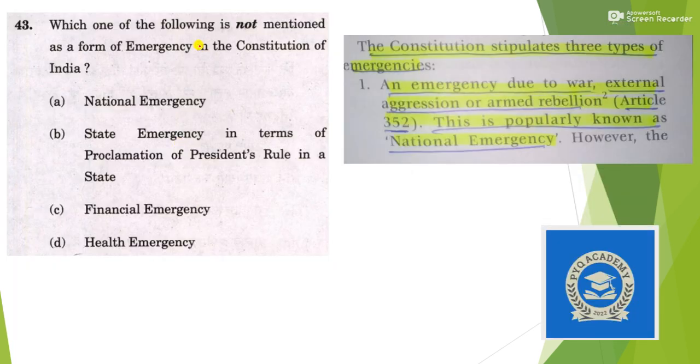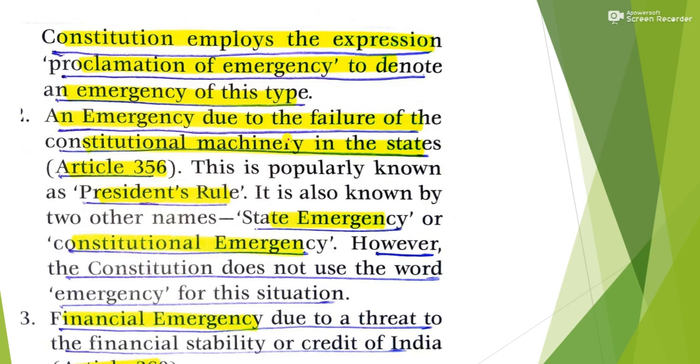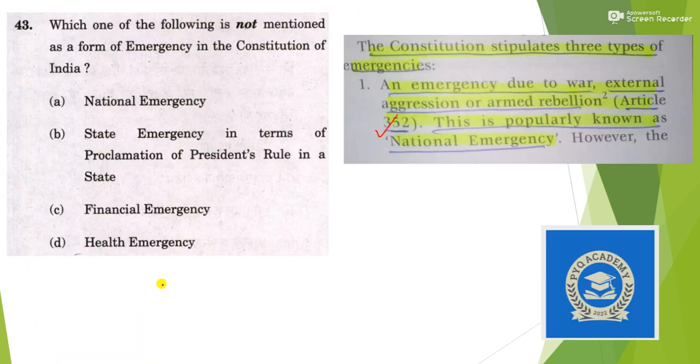Which one of the following is not mentioned as a form of emergency in the Constitution of India? So the Constitution of India under various articles has provided different forms of emergency. First is under Article 352, that is national emergency. Then second, it is 356, President's rule over state emergency. And third, it is Article 360, which is financial emergency. So national emergency, yes. State emergency, yes. Financial emergency, yes. There is no case of health emergency. So the answer is option D.